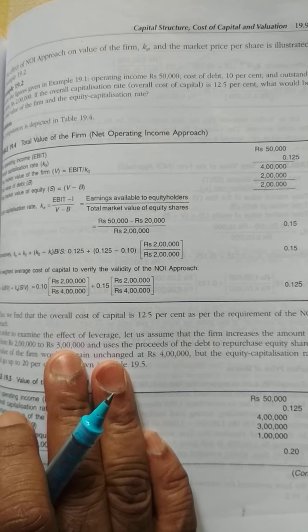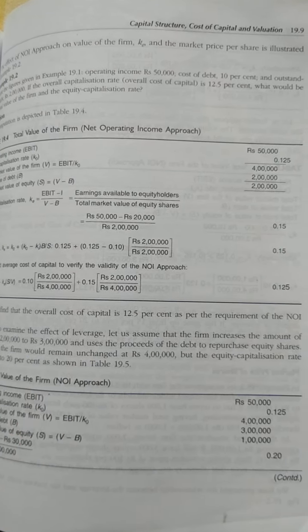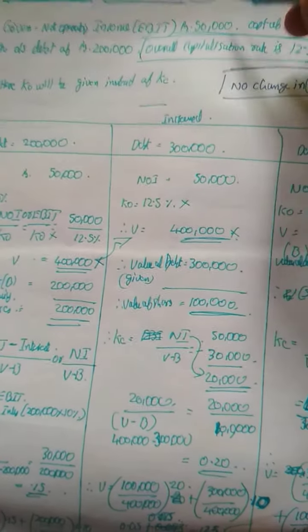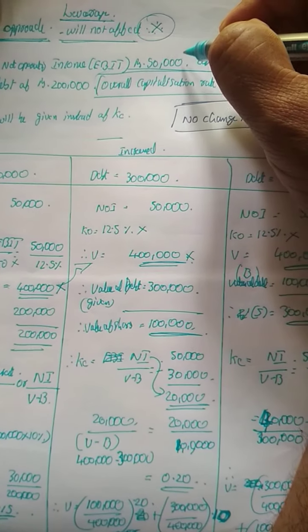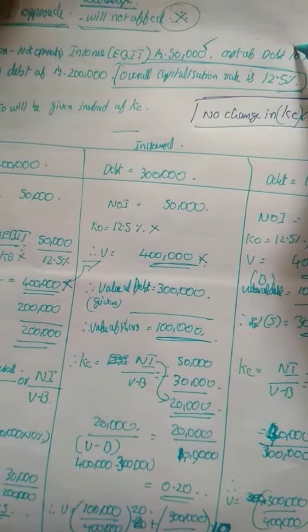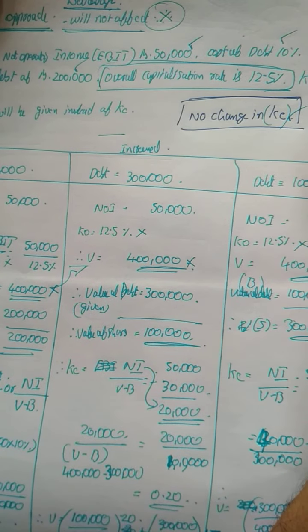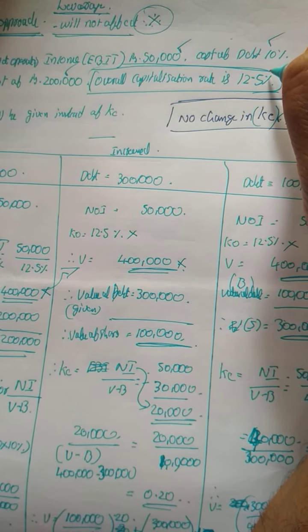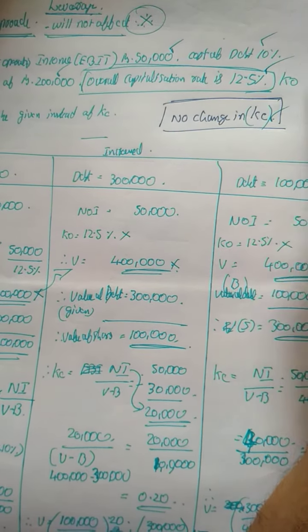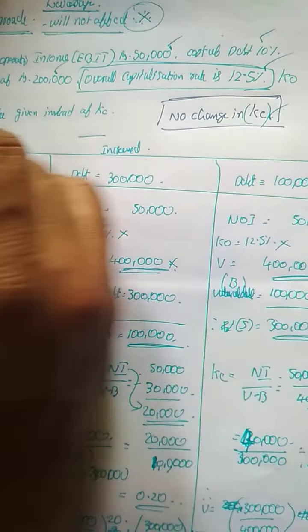Taking the same problem explained in the Khan and Jain textbook, which we used earlier for the net income approach, I am solving it using the net operating income approach. You could see that in the earlier net income approach problem, the information given in the question is EBIT of 50,000, cost of debt of 10% on 2 lakh borrowed capital, and overall cost of capital, or overall capitalization rate, of 12.5%. This is very important.